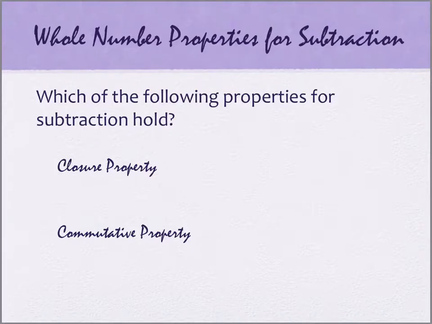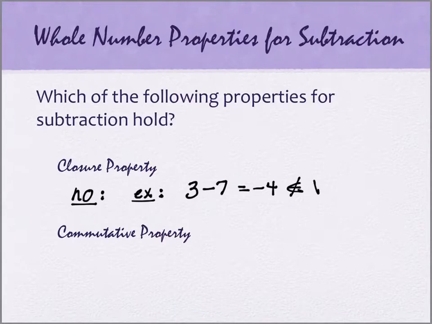So the first one says closure. The answer is that there is not a closure property for subtraction with whole numbers. And what I want to show you is why that's the case. With whole numbers and subtraction, if I were to subtract, for example, 3 minus 7, I would get -4. But -4 is not an element of the whole numbers, right? It's not a whole number. It's an integer, but it's not a whole number. So if we were actually looking at the integer properties for subtraction, we'd be good. Closure would work, but we're not. We're looking at whole numbers.